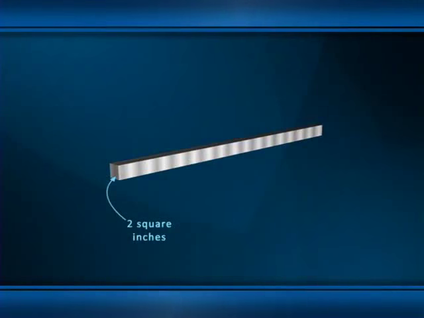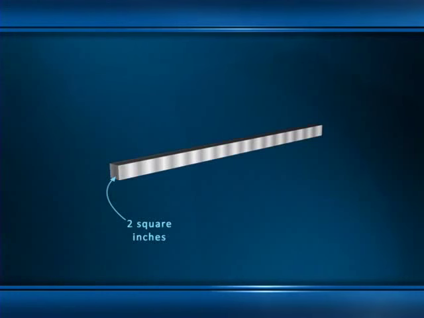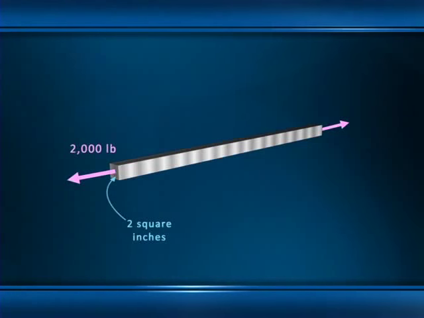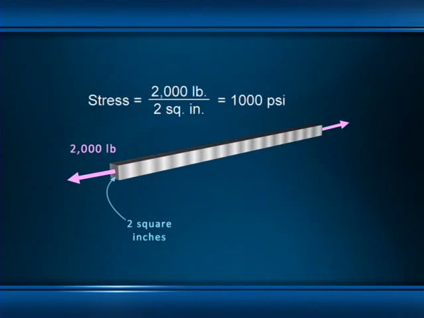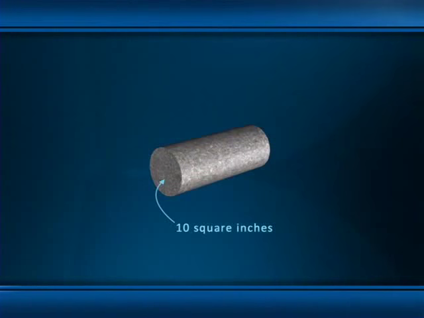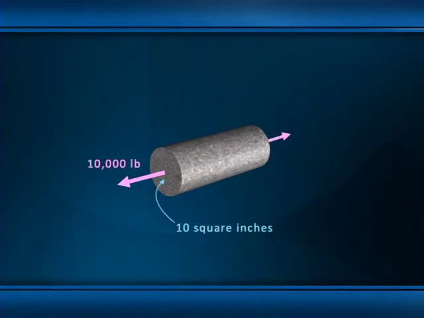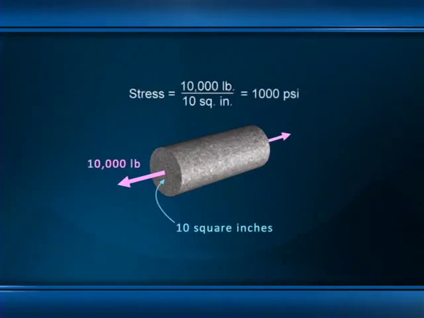Stress is independent of geometry and material type. For example, if a long steel bar with a cross-sectional area of 2 square inches, as you see here, is loaded with a tensile force of 2,000 pounds, then the stress in the bar is 1,000 psi, 2,000 divided by 2. Now, if a short concrete cylinder that has a cross-sectional area of 10 square inches is loaded with a tensile force of 10,000 pounds, well, the stress is still exactly the same. It's 1,000 psi. In this case, 10,000 divided by 10.